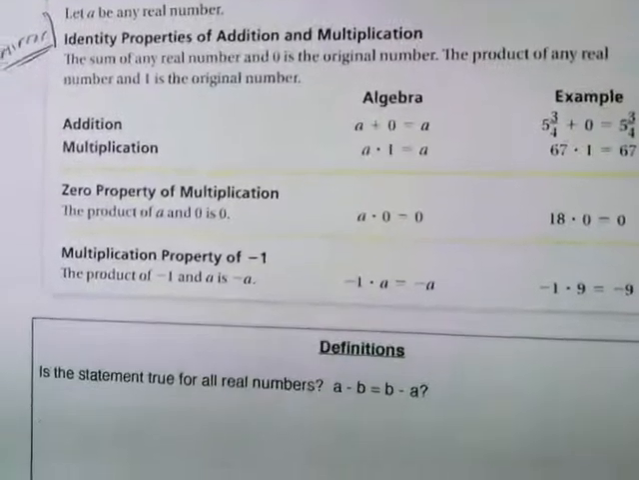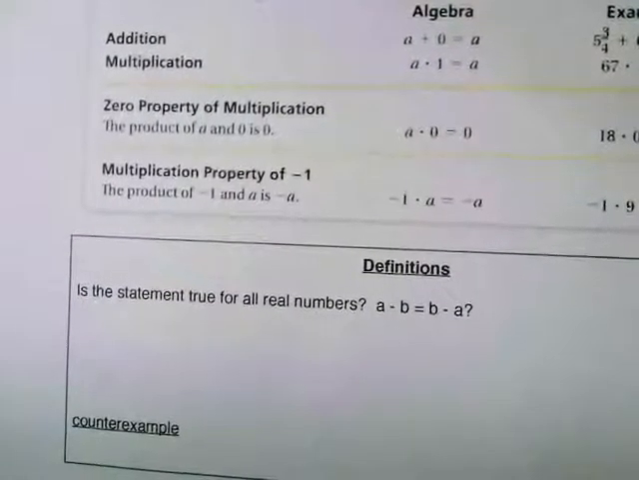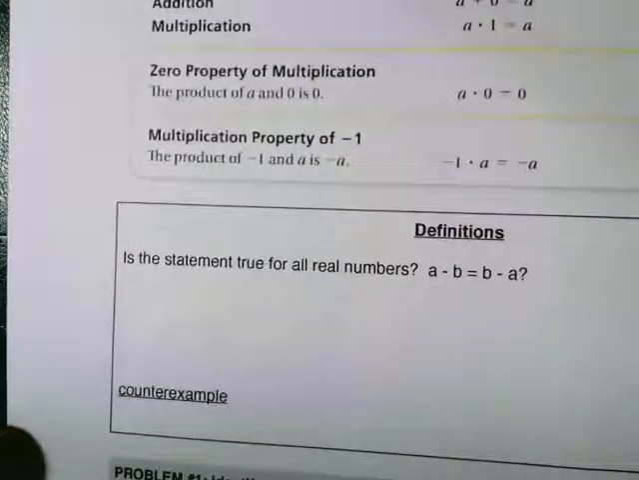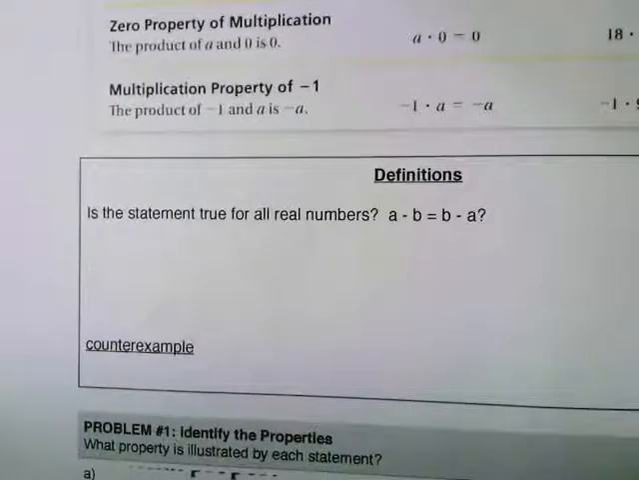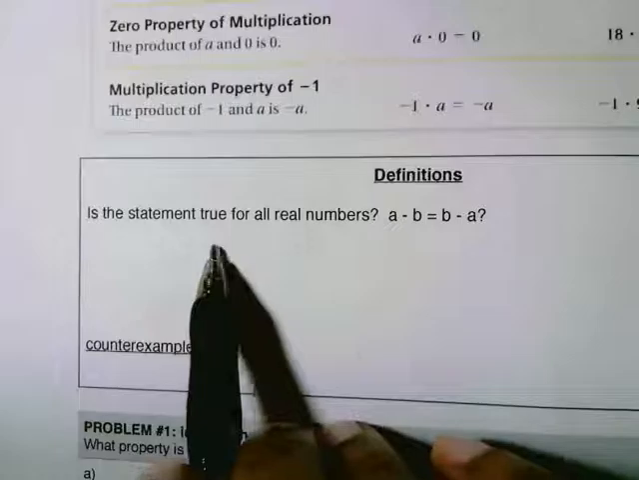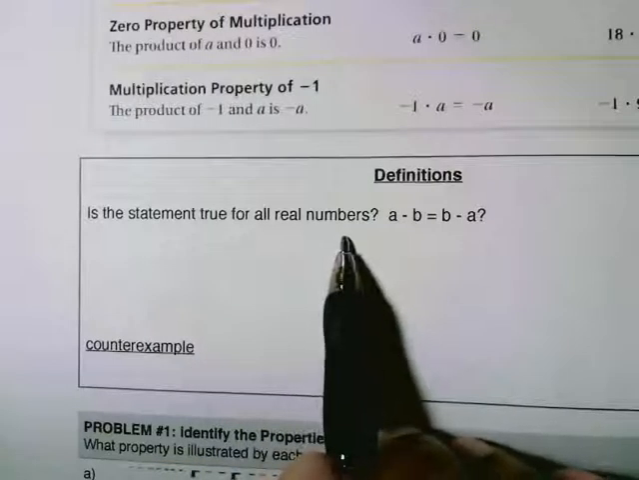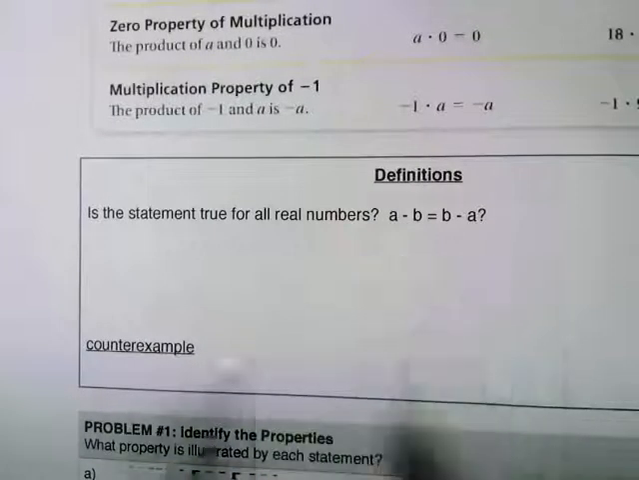So very quickly, I just wanted to note, we've been talking a lot about multiplication and addition. And I want to take a quick second just to think about subtraction. So I want you guys to think about this statement for a second. And then answer it. And then we'll go over it in a second. So here it is. Is the statement true? For all real numbers, is A minus B the same as B minus A? Get an answer. Got it?